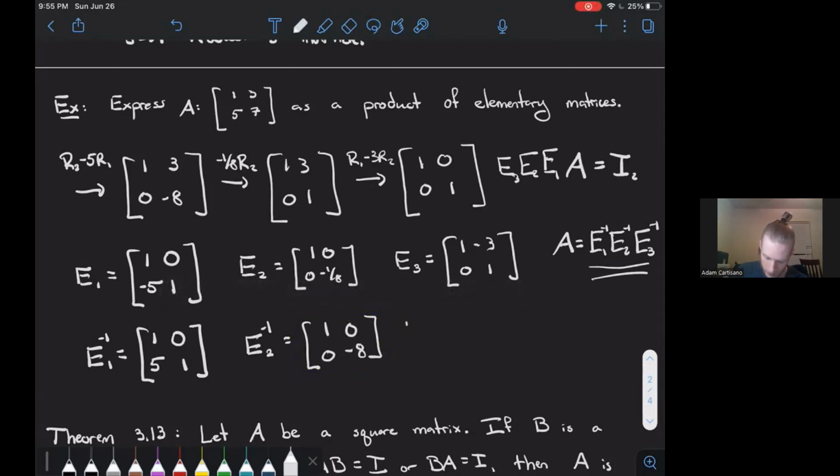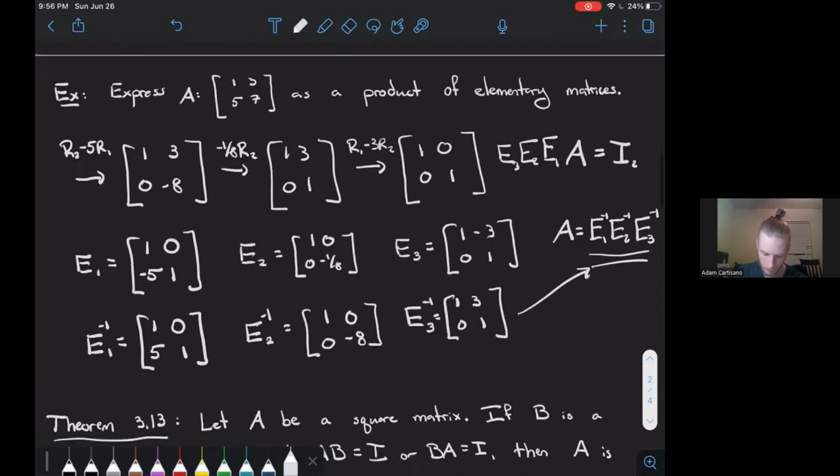Okay, E3 inverse. Last one. You can pretty much guess what this is going to be. We'll compute anyway. AD minus BC is 1 minus 0, which is 1, times, flip the main diagonal, and then negate the off diagonals. We're done. Plug into this formula. You should also probably actually do the matrix multiplication to check to make sure that we got the matrix A back. I'm going to omit that step here.